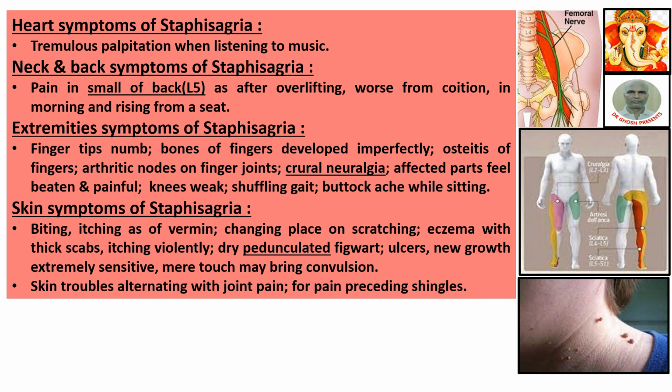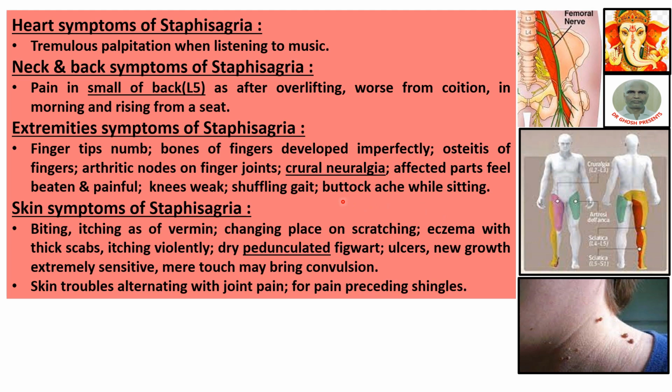Arthritic nodes on finger joints. Crural neuralgia. Crural neuralgia is neuralgia of the femoral nerve. You see this? This is the femoral nerve. Inflammation of this femoral nerve is called crural neuralgia. Actually, this pain moves from buttocks, from back towards thigh, and it goes down along the knee up to the heel. This is the region of crural neuralgia.